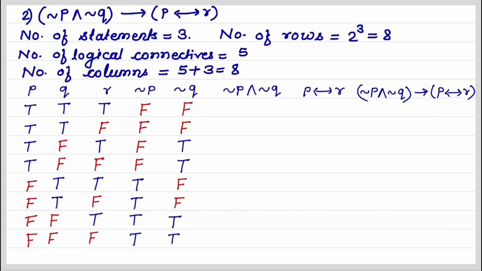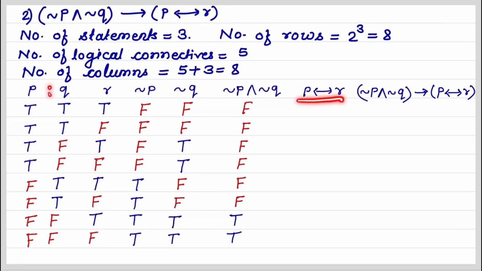Now we have to take the conjunction of negation of P and negation of Q. As negation of P has its first 4 values false, their conjunction will be false. Again in negation of Q, 2 values are false, therefore their conjunction will be false. Here both statements are true in the last 2 values, therefore their conjunction will be true.